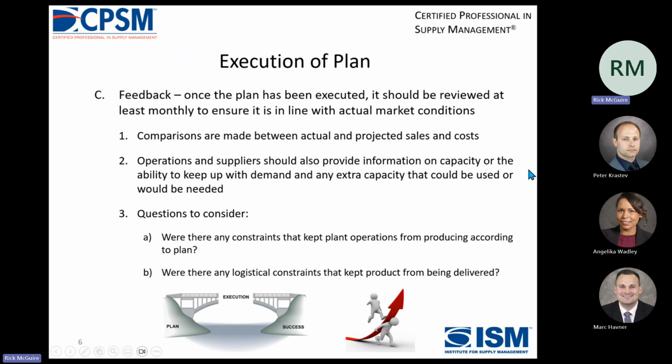Operations and suppliers should also provide information on capacity, or the ability to keep up with demand. We do this kind of regularly and report any extra capacity that could be used. Some questions: were there any constraints that kept plant operations from reducing according to plan? Usually there's a whole laundry list there. And were there any logistical constraints from getting the parts to the plant on time?